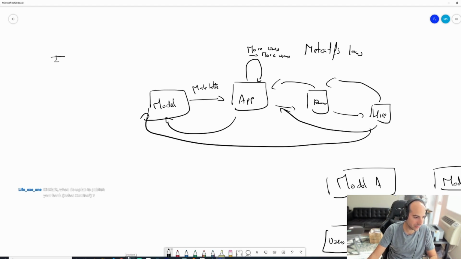LifeEXC1 is asking me, when do you plan to publish your book, Robot Overlord? So yeah, I've considered whether I should make it a physical copy or not, but I would say the book is relatively complete at this point.